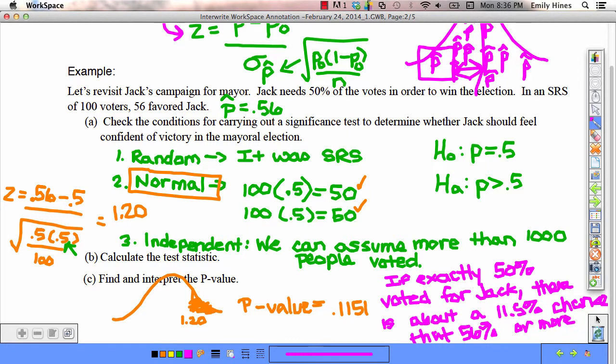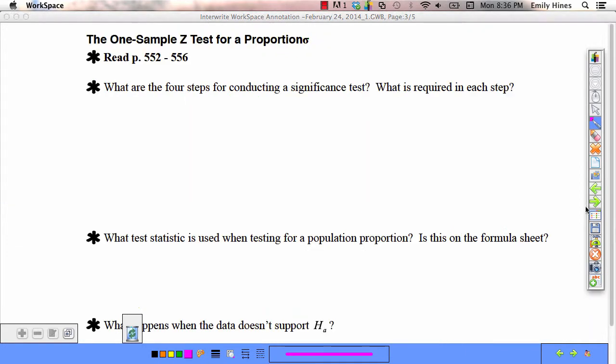And I'm running out of space. So that's what the p-value means. Okay, we talked about that some yesterday. If exactly 50% voted for Jack, there is about an 11.5% chance that 56% or more would vote for him out of a simple random sample of 100.